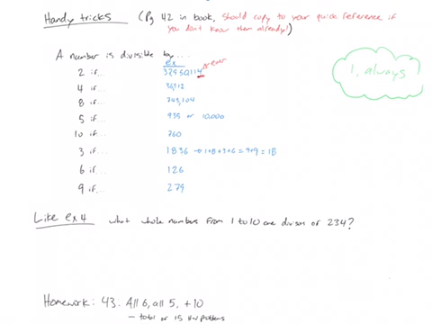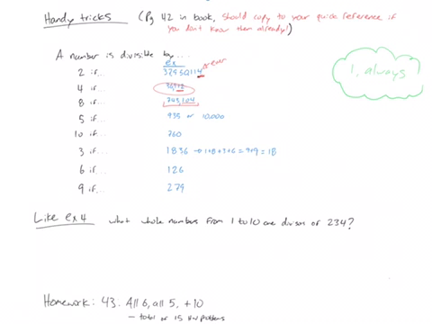We know it is divisible by 4 if the last 2 digits, in this case 1, 2, are divisible by 4. Since 12 is divisible by 4, this whole number is divisible by 4. Same principle for 8: if the last 3 digits are divisible by 8, and 104 is divisible by 8, since 8 times 13 is 104, then the whole number is divisible by 8.